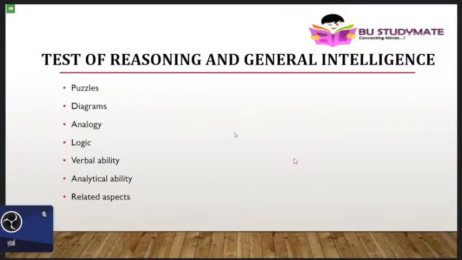The next thing is the test of reasoning and general intelligence. This is a little tricky part, wherein you'll have puzzles and diagrams. It looks very easy, but once you solve it, it's very tricky because the options you get in the MCQs are similar. It takes some time to understand and do, and time management is really important in this part.